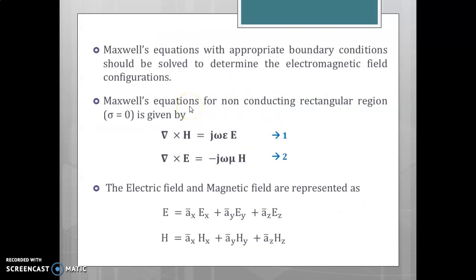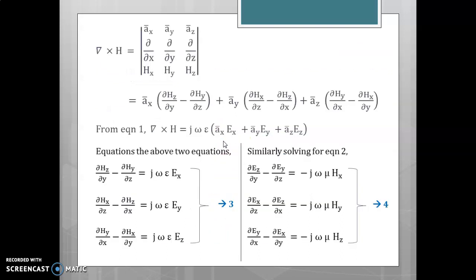And coming to the right hand side of this equation, I am replacing the electric field in the vector form. So equation 1 will become del cross H is equal to j omega epsilon times a_x Ex plus a_y Ey plus a_z Ez. Now comparing these two equations and equating the corresponding x, y and z components, we can get equation number 3.